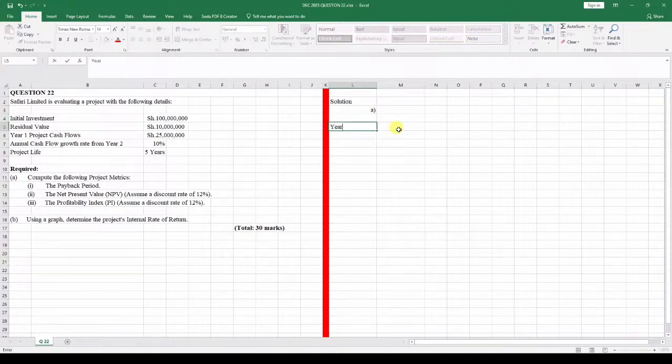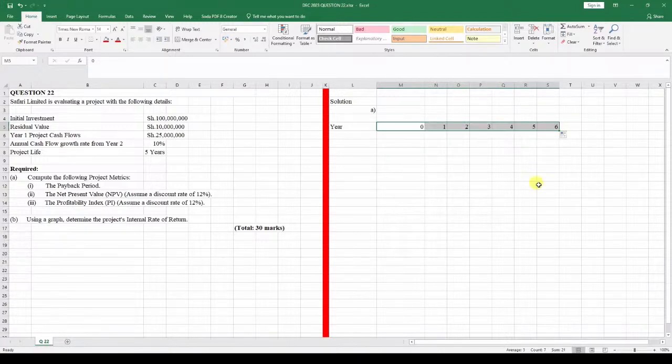So we have the years given to us. They're from year 0, 1, 2, and of course you know what happens once you put it like this and then you have that plus sign, you can drag it up to the number of years you actually want.